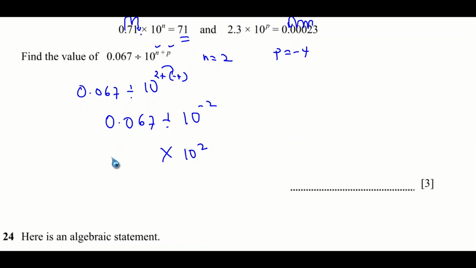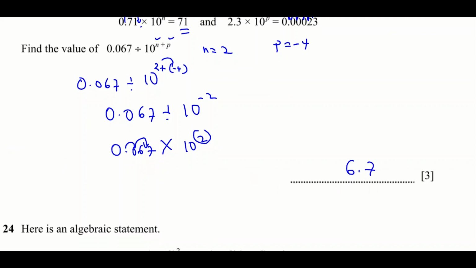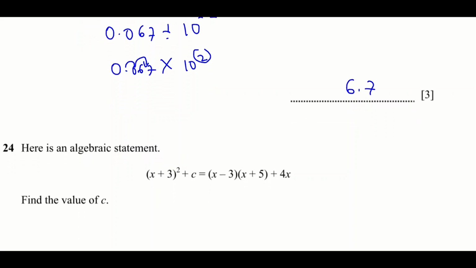So you can now multiply 0.067 by this. So if you shift the decimal point to the front 2 times, because we have positive 2 here, this will be 1 and 2. So the decimal point will be here. That will be 006.7. So that will be 6.7. The last question, question 24.